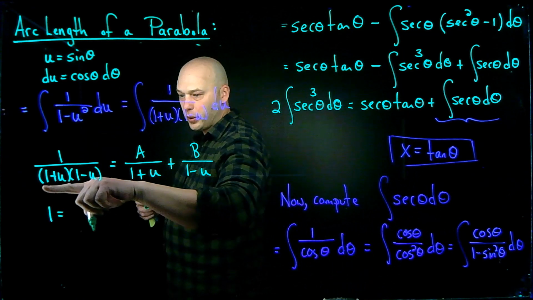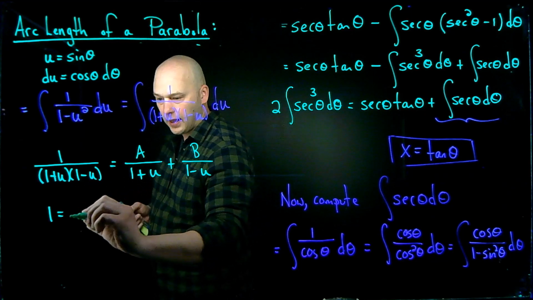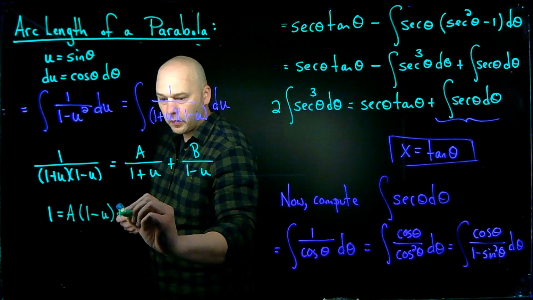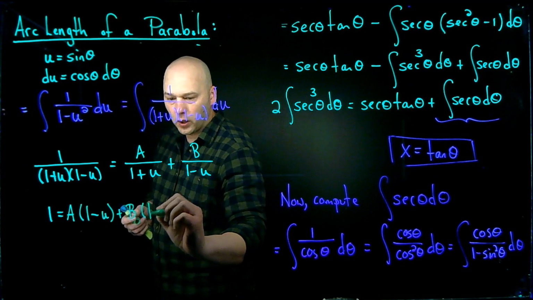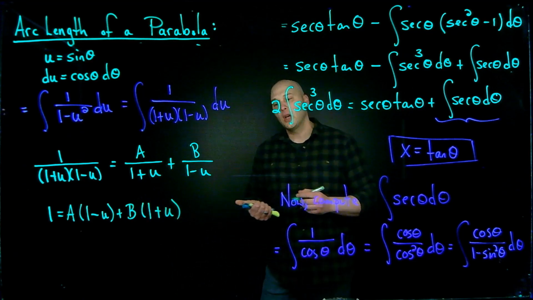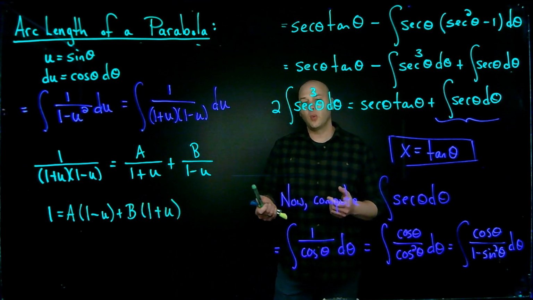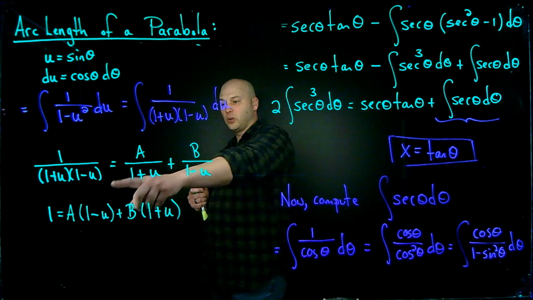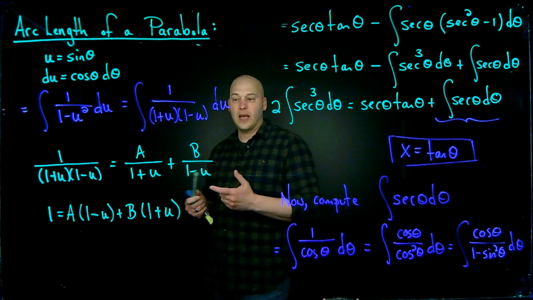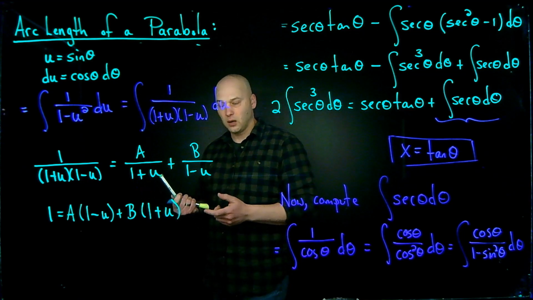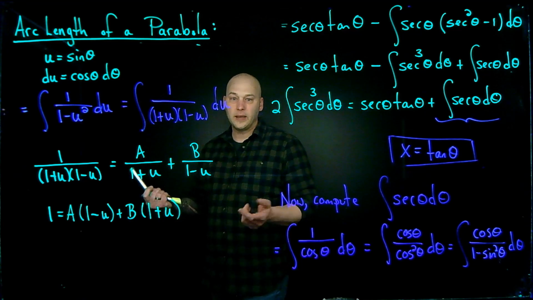I multiply both sides by this denominator, and I get A times 1 minus u plus B times 1 plus u. Okay? And then what we do is we choose appropriate values, or what I refer to as convenient values of u, in order to solve for A and B. Now, any choice of u would work, but there's a couple that are going to make our lives easier. For example, 1 and negative 1.